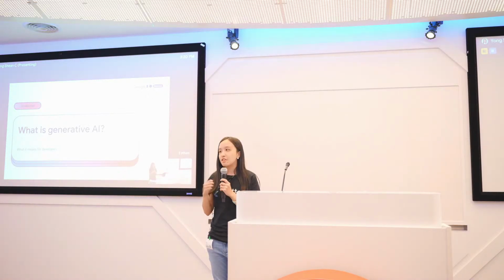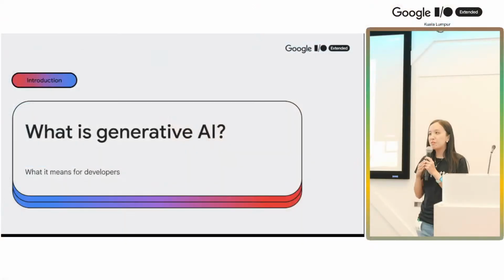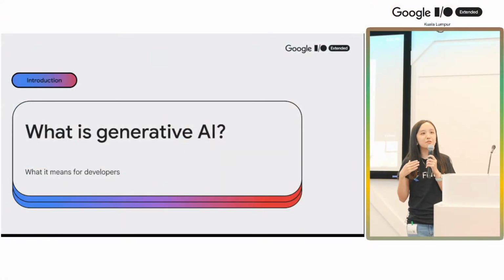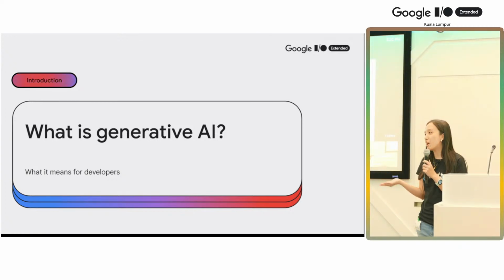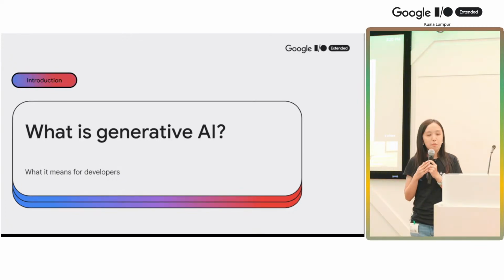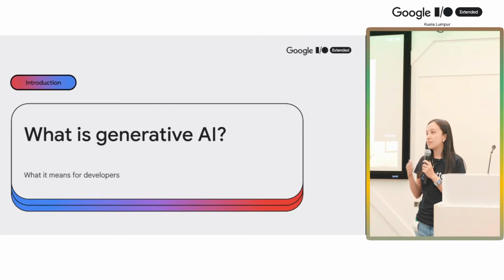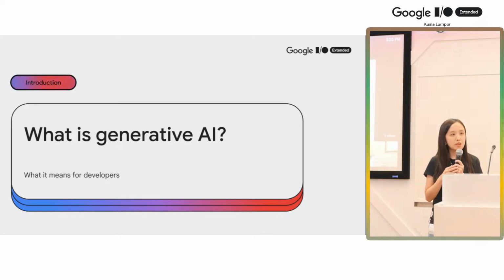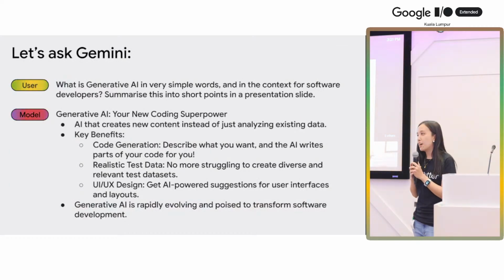I believe the previous speakers have all covered what generative AI is and what an LLM is. So you all must already have a pretty good idea. But I just want to give a quick introduction of what it means for developers. Do we actually use them? Do we need them? And how do we use them? So let's ask Gemini, let's ask AI to answer this question.